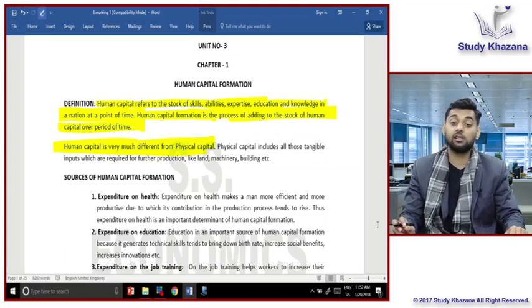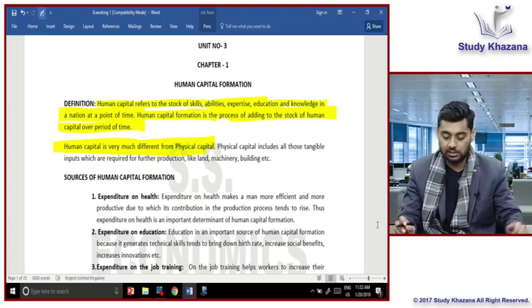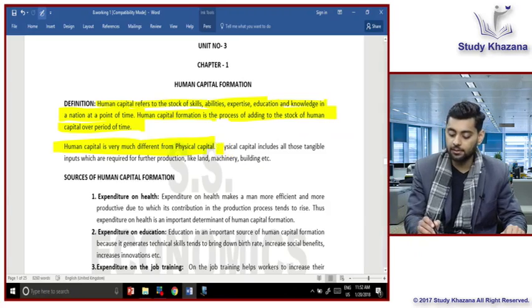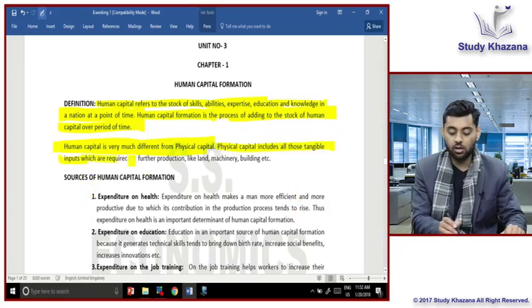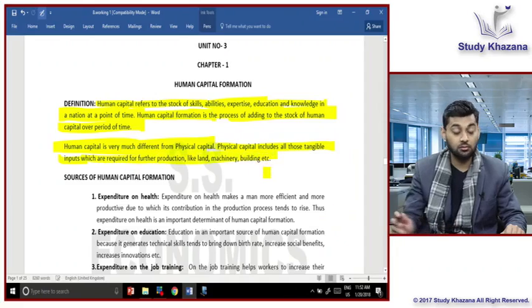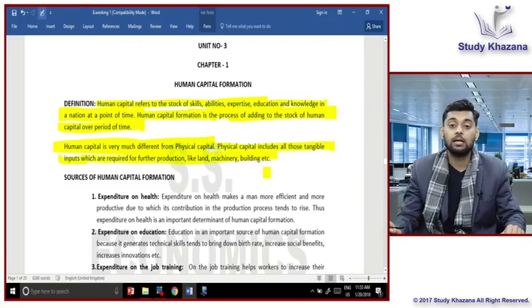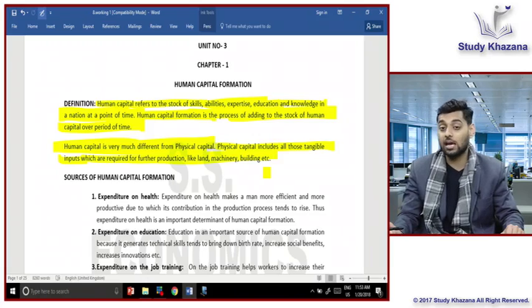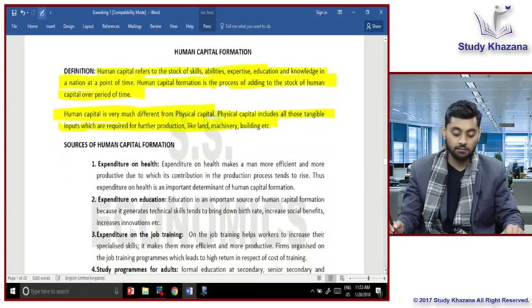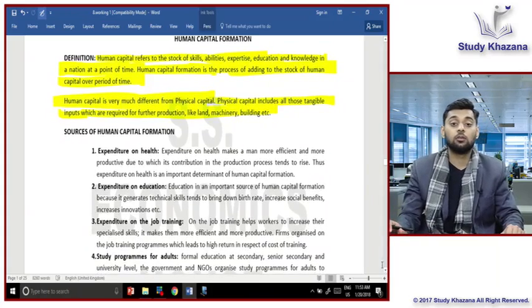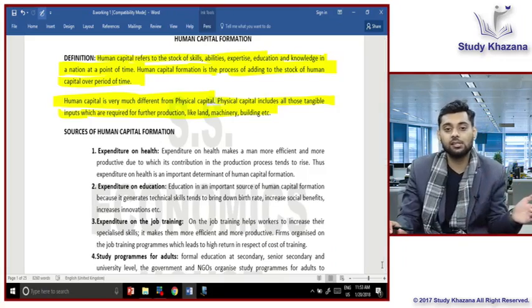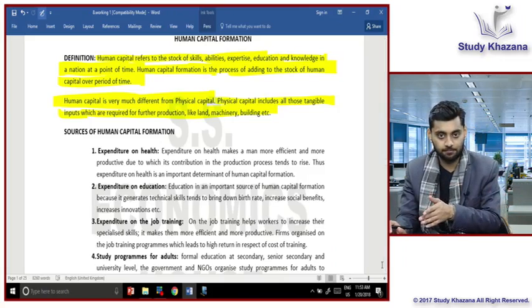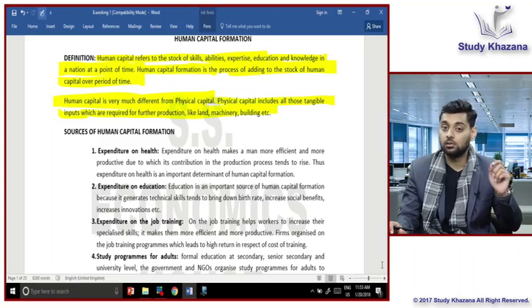But physical capital is tangible. You can see it, you can touch it, you can feel it. So physical capital includes all those tangible inputs which are required for further production, like land, machinery, building, etc. Everything which can be seen, everything which can be used for further production is known as physical capital. I hope I am successful in creating that difference in your mind, how physical capital is different from human capital. And yes, investing in human capital is always a good decision.